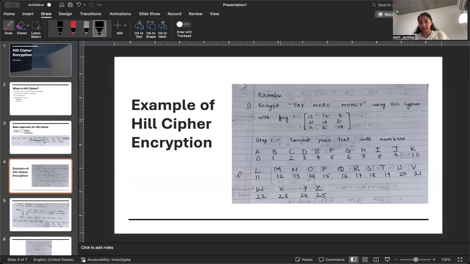So going over an example of a very simple Hill cipher with a 3 cross 3 key. So you want to encrypt pay more money. And the key is a 3 cross 3 matrix. So we start by converting the plain text into numbers.